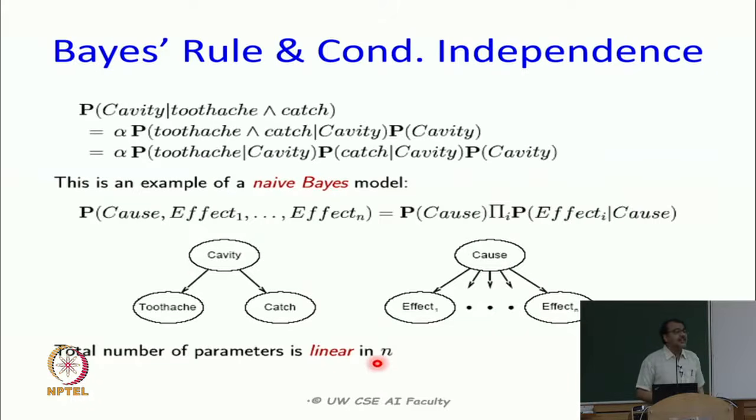But basically it is saying that if I know the cause, all the effects are conditionally independent of each other, because it is sometimes a naive assumption, therefore it is called the naive Bayes model. You can check that the total number of parameters here is linear in n. Why? Because you will have one parameter for cause, two parameters each for effect given cause. So, there will be a total of 2n plus 1 parameters. Okay, I will stop here.